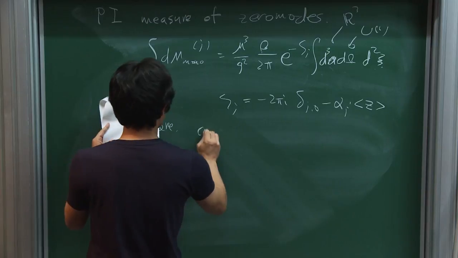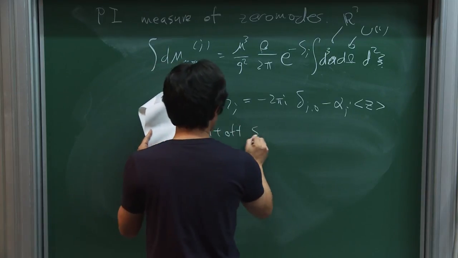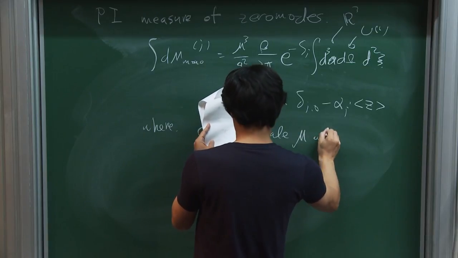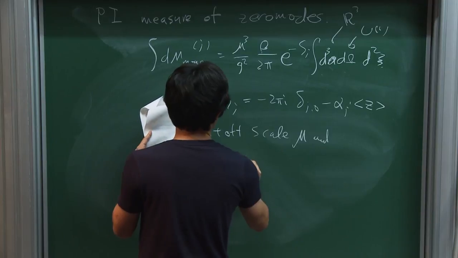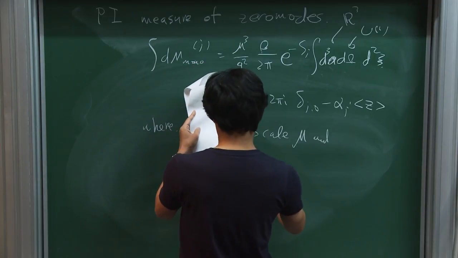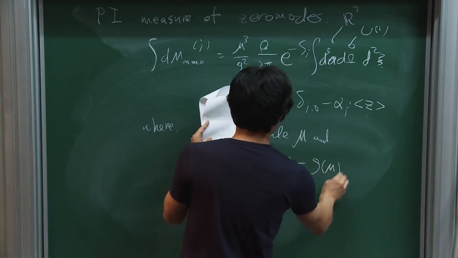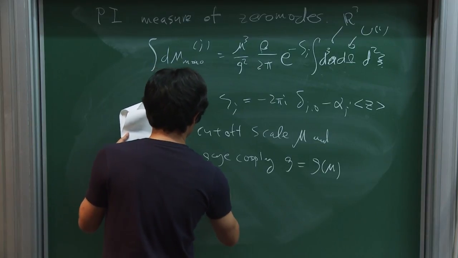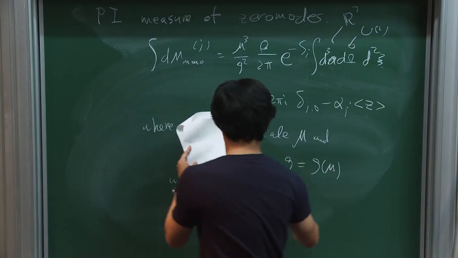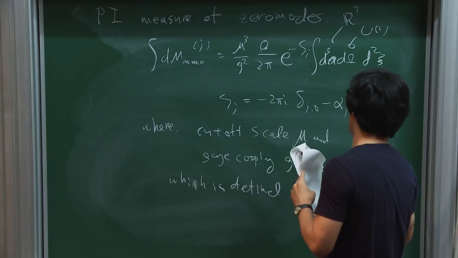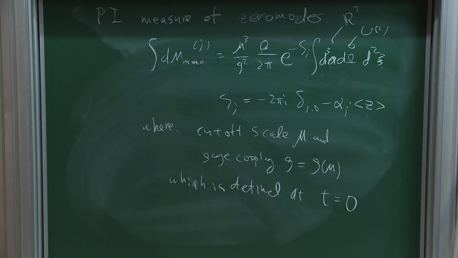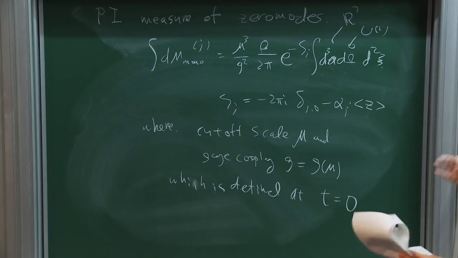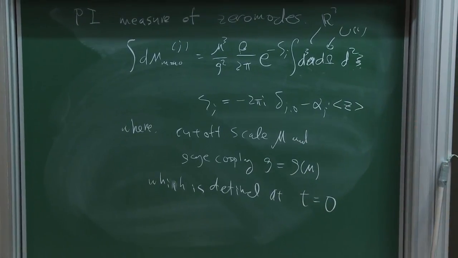This is a bit strange, but there is the cutoff scale mu and the gauge coupling constant g at the cutoff scale mu, which is defined at t equals 0. That's because actually we modify the action, but we do not modify the measure. So this measure comes from the measure of the original theory. So this measure should respect this t equals 0 theory. Okay.